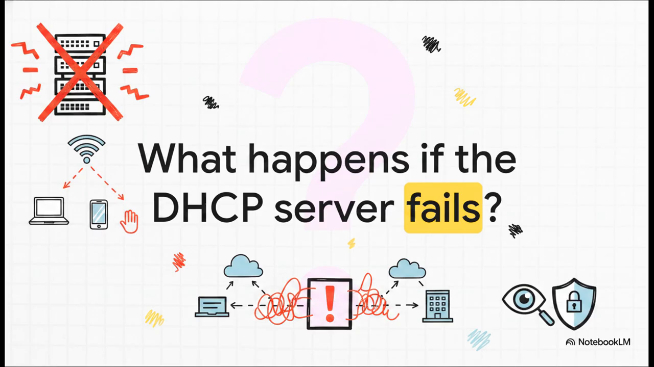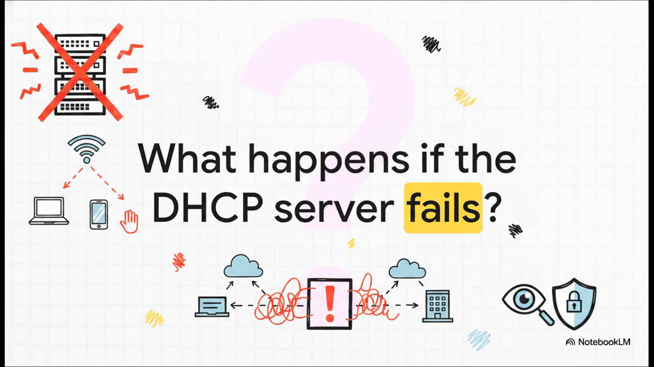Which leads us to one final, really vital operational question. What actually happens if the DHCP server fails? Because it's so invisible, you'd probably never notice it, right up until it breaks. If DHCP stops functioning, no new devices can connect. At all. Users lose connectivity, enterprise systems can't onboard new resources.